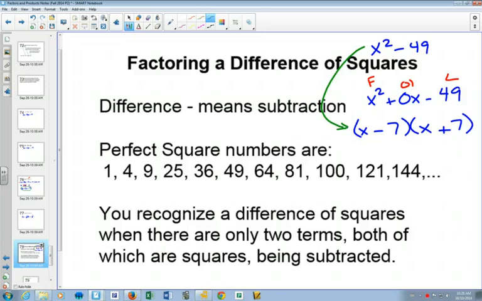And the reason it's called a difference of squares is because difference means subtraction. There's always a subtraction sign in between. And the last term and the first term are both perfect squares, because x squared is x times x. That makes it a perfect square. And 49 is 7 times 7. That makes it a perfect square. And so recognizing these makes these some of the easiest ones to factor, because it's the only ones where you're factoring with two things where there's no common factor.